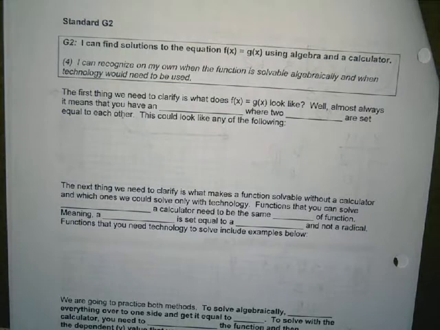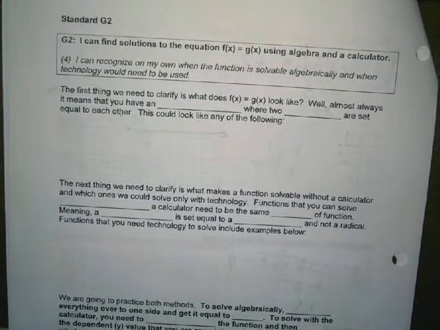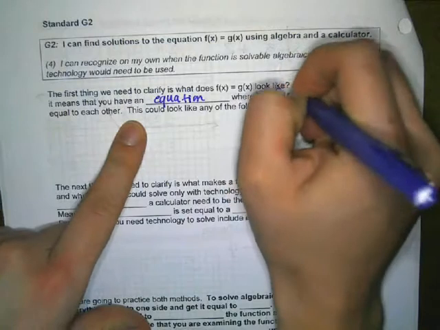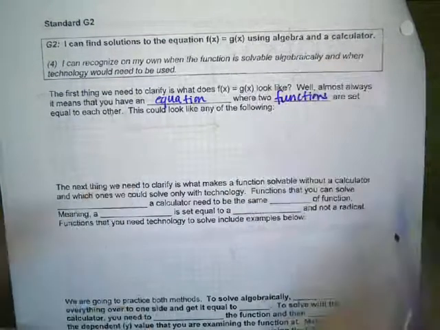The first thing that you need to do to clarify is what f of x equals g of x looks like. Well, almost always it means that you have an equation where two functions are set equal to each other. This could look like any of the following.